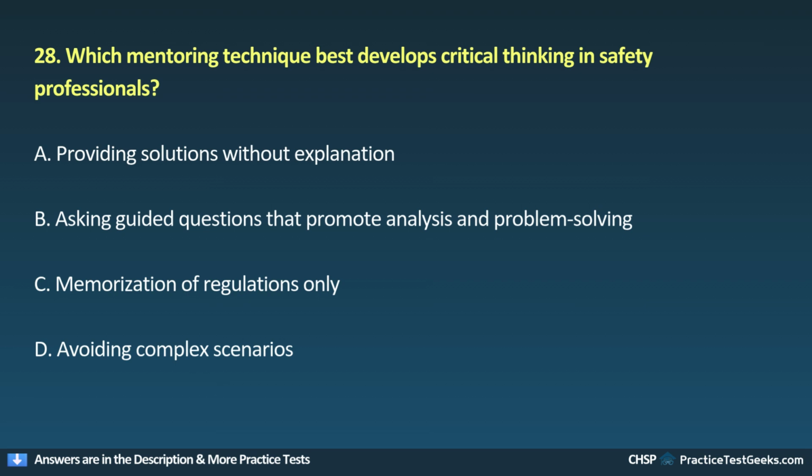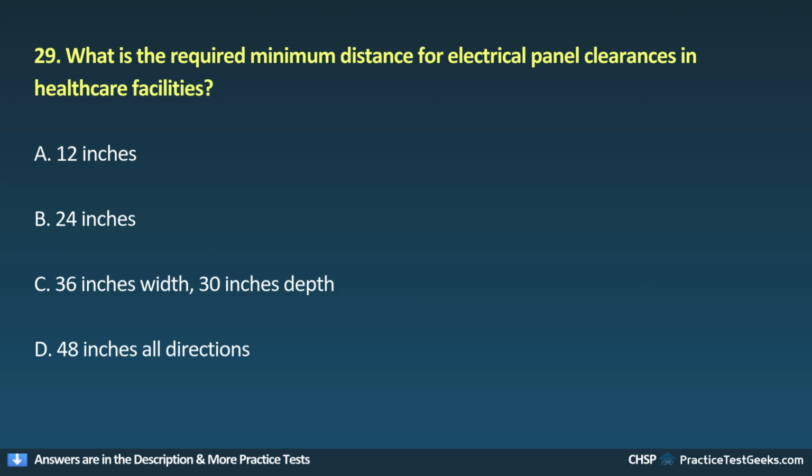28. Which mentoring technique best develops critical thinking in safety professionals? A. Providing solutions without explanation. B. Asking guided questions that promote analysis and problem solving. C. Memorization of regulations only. D. Avoiding complex scenarios.